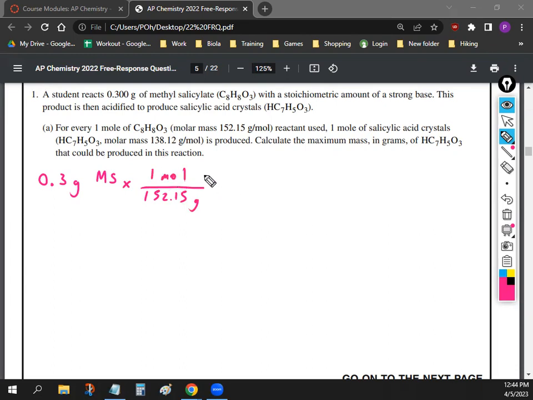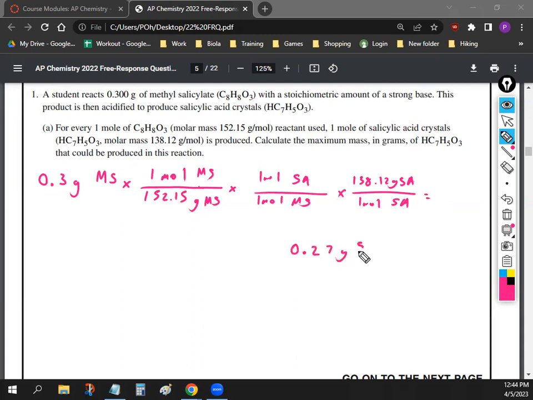Okay, under 1 mole. And this is all talking about MS. And then it tells you that it's a stoichiometric amount. And so you can kind of infer from that it's a 1-to-1 ratio. So 1 mole of MS is going to produce 1 mole of salicylic acid. And then it gives you the molar mass of salicylic acid, which is 138.12 grams. Okay. And that's going to give you a final answer of about 0.27 grams of salicylic acid. Okay. So that's about as basic as possible for stoic.